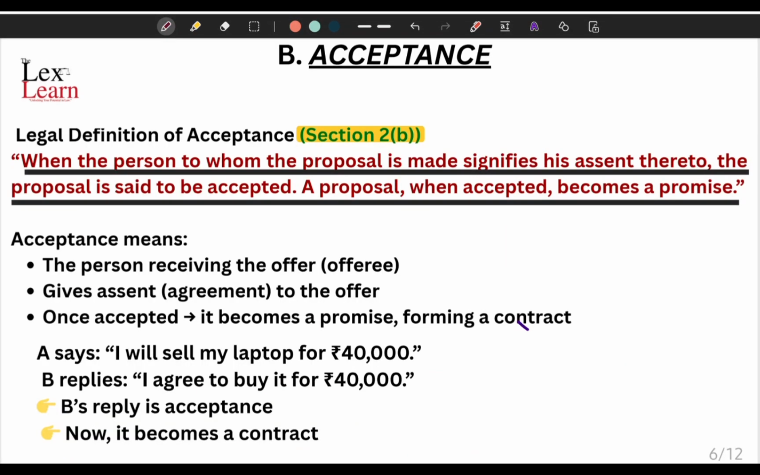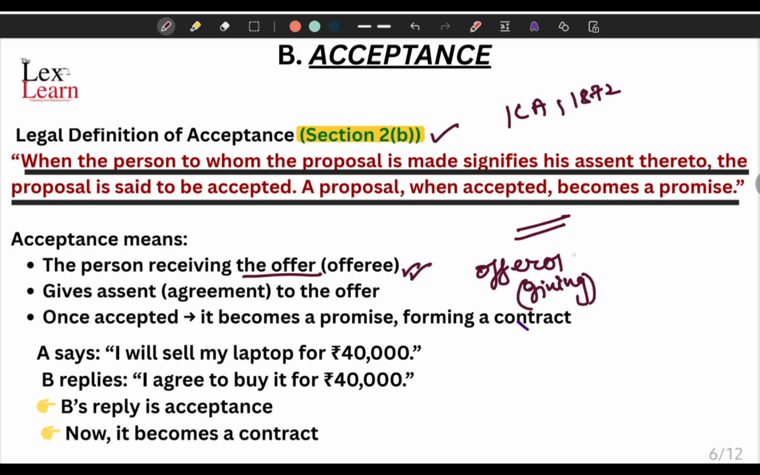So coming up to the second topic, acceptance. It is legally defined under Section 2(b) of the Indian Contract Act 1872, and this is the legal definition in red color. I'll explain what acceptance means in layman's terms. Acceptance means the person receiving the offer. The person giving the offer is known as the offerer. The person receiving the offer is known as the offeree.